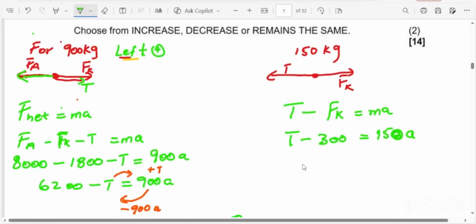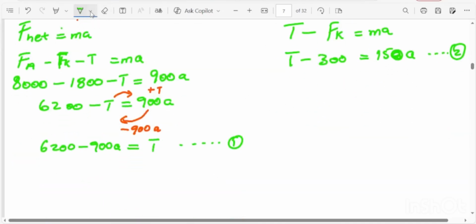So now the aim is to do what? Remember, this is my equation 2. Someone can prefer to substitute equation 1 into equation 2, since I already know what tension is. Where there's tension, I'm going to put 6,200 minus 900a. Yes, I agree with you on that. You can do it like that. But this is what I prefer.